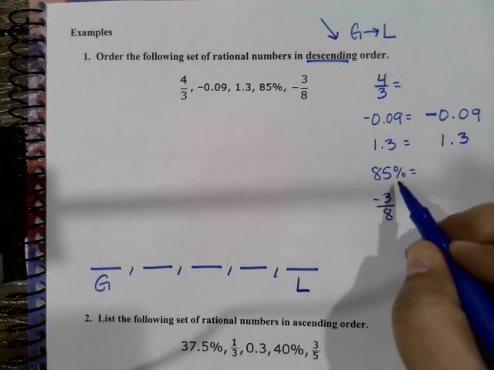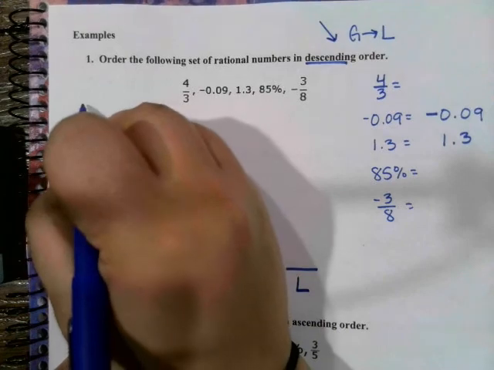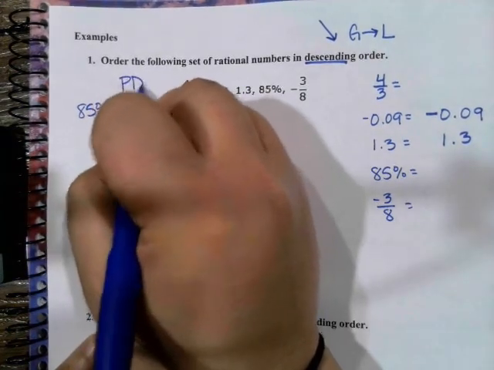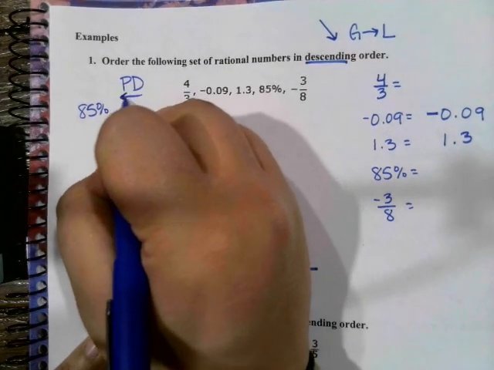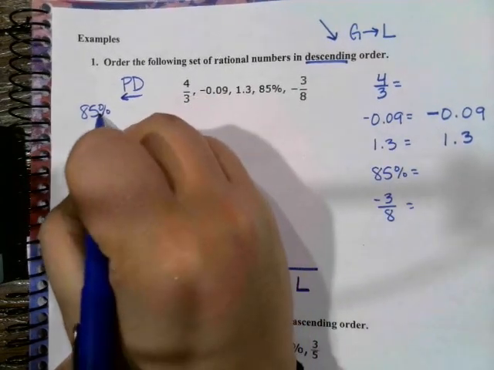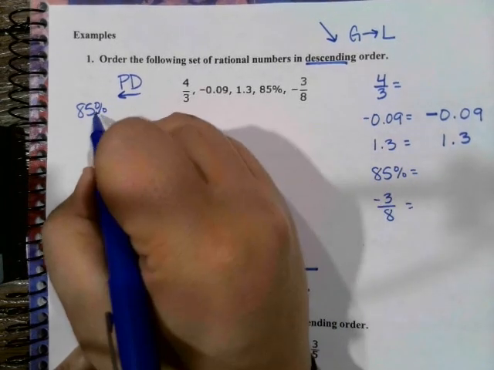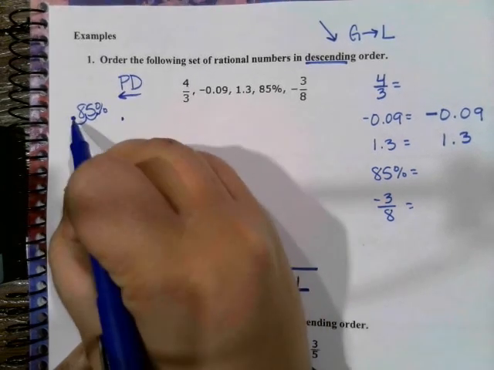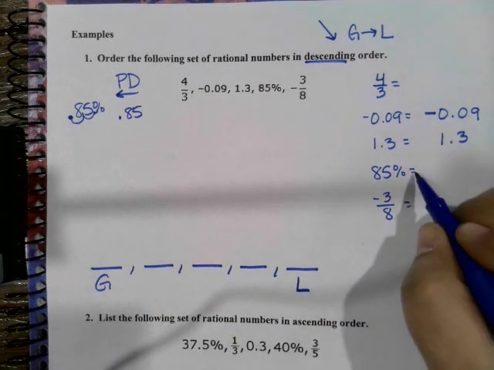And then 85% is really easy to convert. So let's do that one first. So we're going to convert 85% into a decimal. That's PD. PD moves it 2 places to the left. So I'm going to place my decimal at the back. And then I can move it 2 places to the left. Once, twice. And we get 0.85 or 85 hundredths.